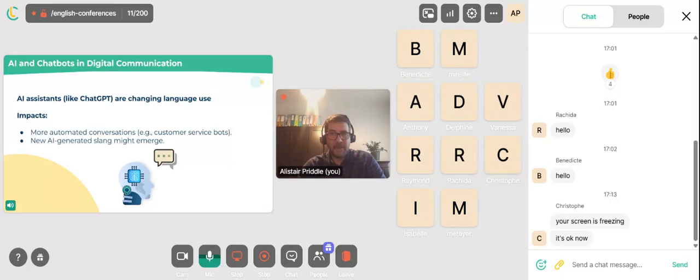The first impact, more automated conversations and customer service bots. The second impact is that new AI-generated slang might emerge. So as AI is used more, perhaps some more slang will emerge. I'm sure it will. It is inevitable.